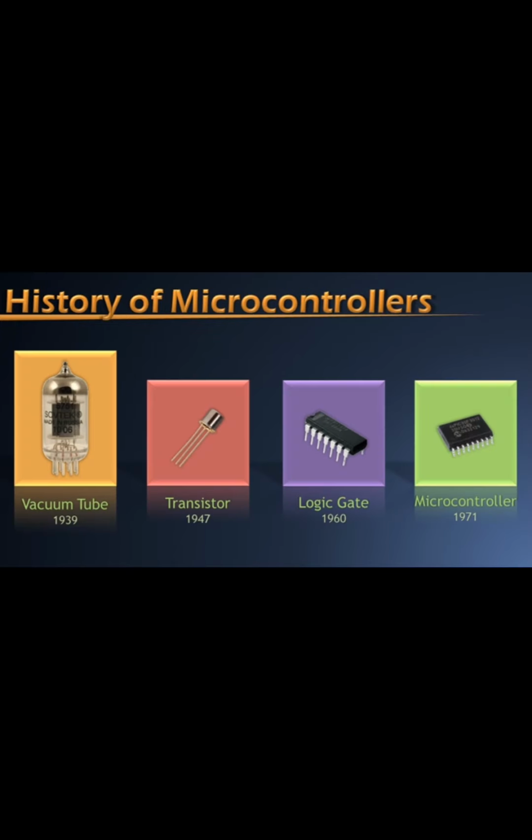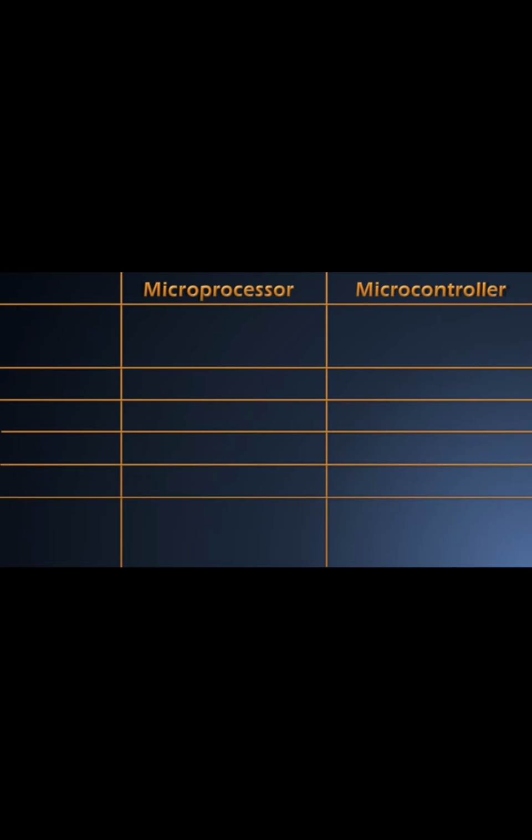History of microcontrollers. The history of microcontrollers starts from 1939, when they were vacuum tubes. Next, after 1947, they were converted to transistors. Next, in 1960, they used logic gates. After 1971, we started to use microcontrollers. What is the difference between a microprocessor and a microcontroller? Let us discuss.